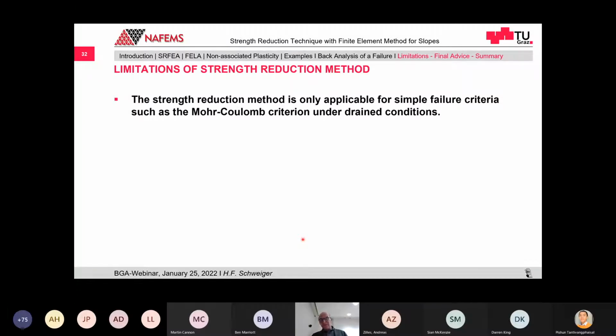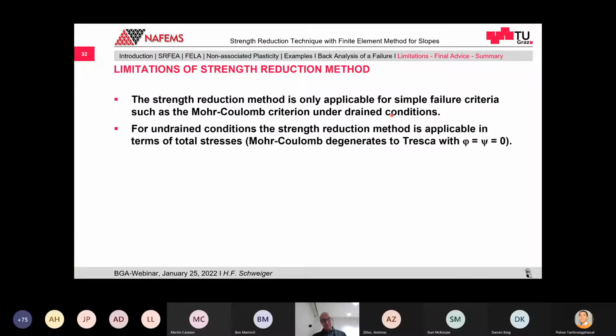The strength reduction method is applicable for simple failure criteria such as Mohr-Coulomb under drained conditions. I come back to undrained in a second. Well, actually in this line here. If we do an undrained analysis in terms of total stresses, then Mohr-Coulomb degenerates to Tresca, then it's fine again.